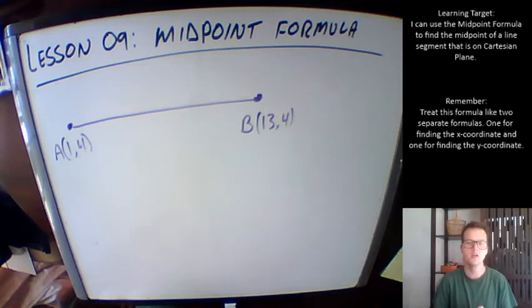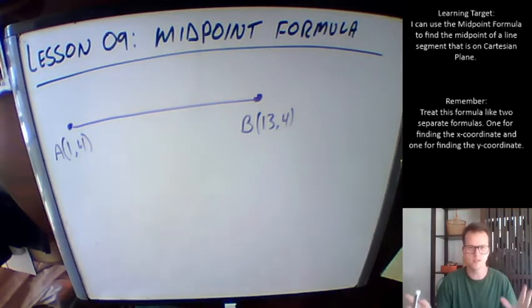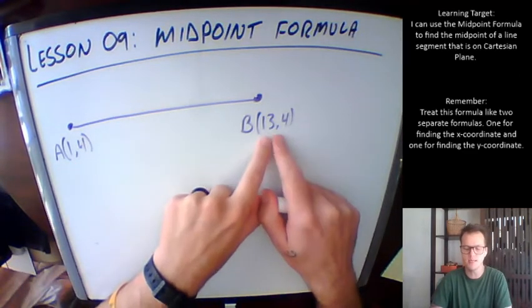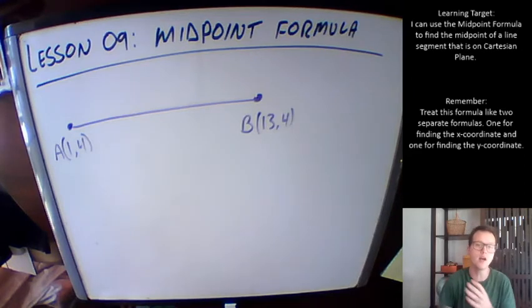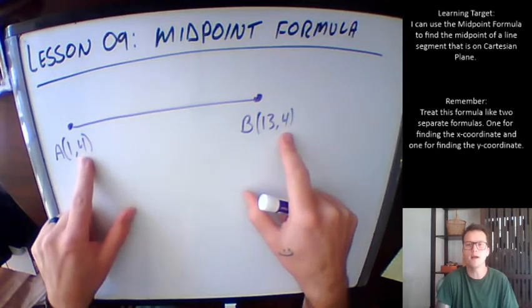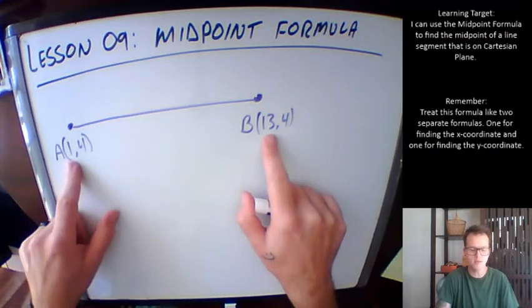So say that we have this line segment, graphed on the Cartesian plane. I don't have the graph out, it doesn't really matter. One endpoint A is at the point 1, 4, the other point B is at 13, 4. If you were asked to find the midpoint of this line segment, you'd very quickly notice that both of the y coordinates are the same. So the y coordinate of the midpoint is also going to be 4, right? And so really all we need to do is find the middle number between 1 and 13.